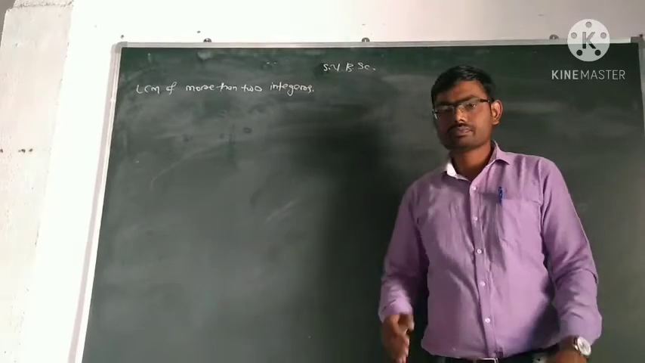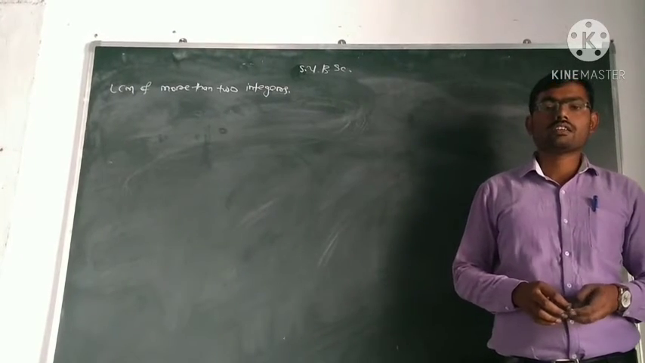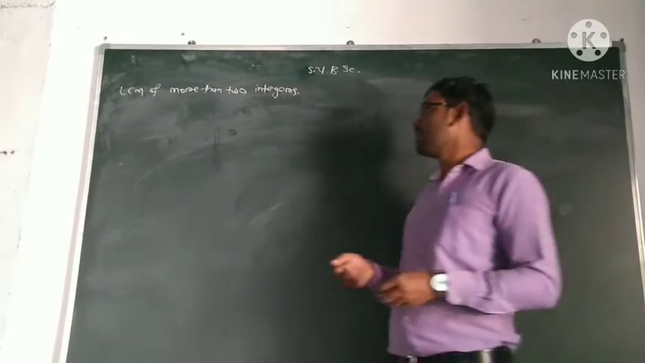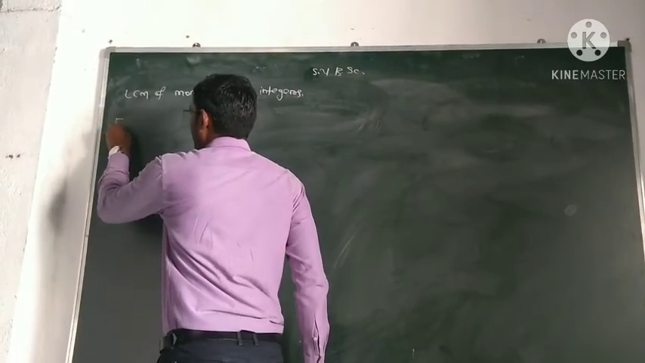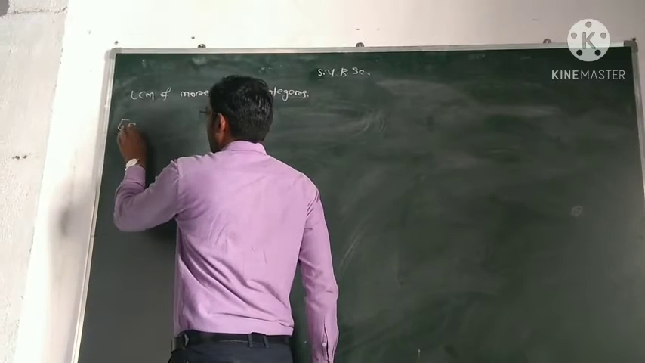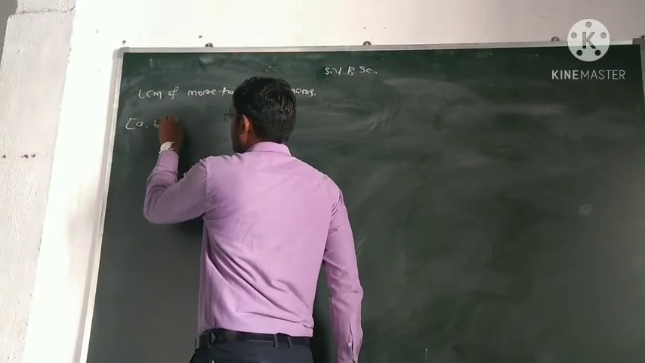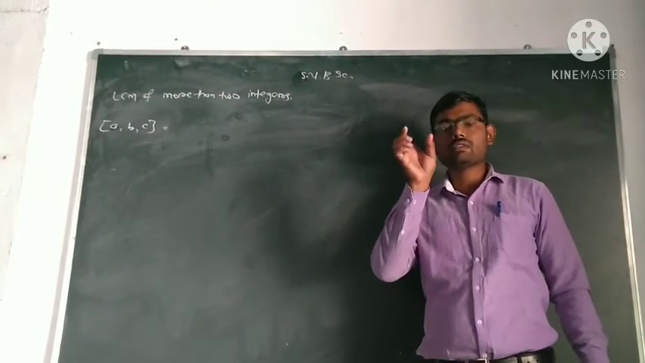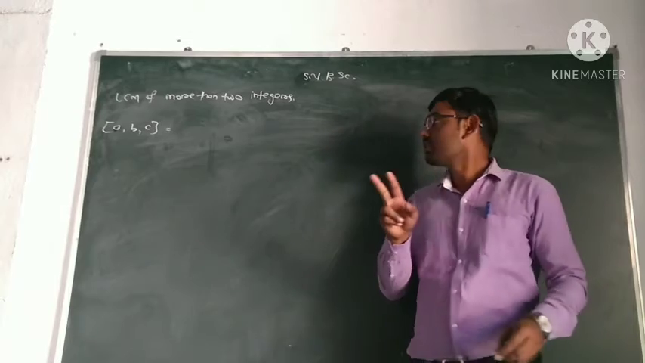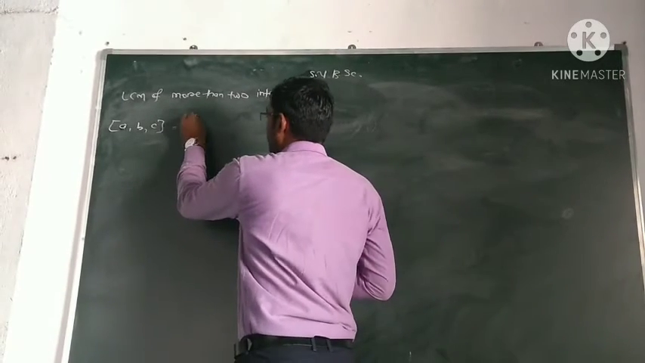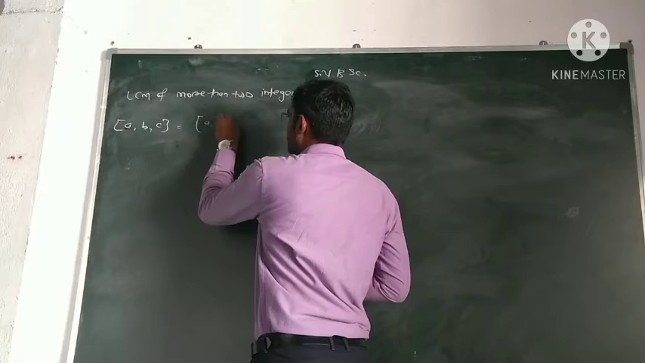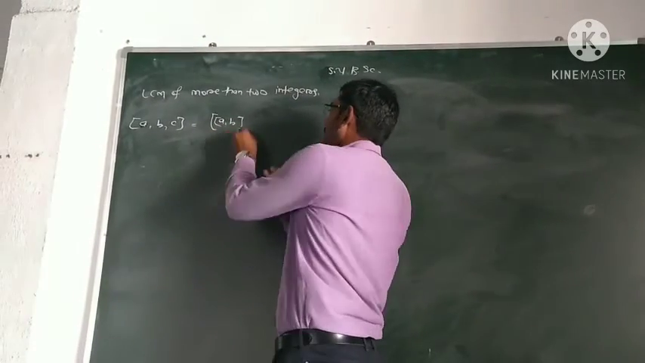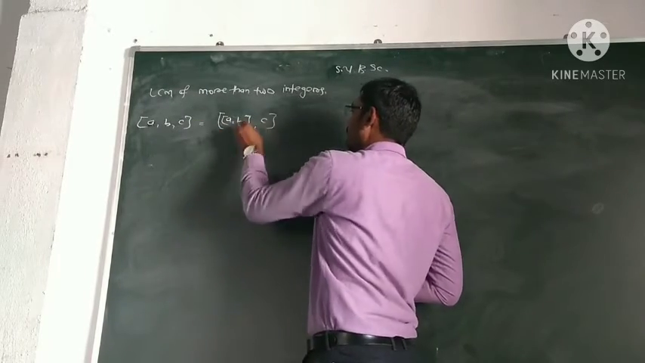Now there is a method of finding the LCM of more than 2 integers. For example, suppose we want to find the LCM of 3 integers, say A, B, C. What you have to do is first calculate the LCM of any 2 integers, suppose A and B. Then take the LCM of this value with the remaining integer C.